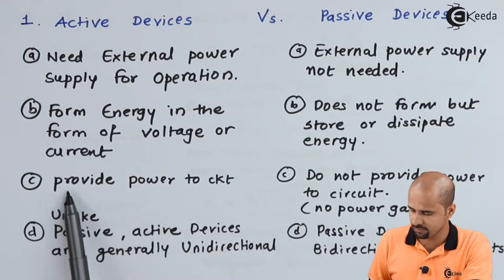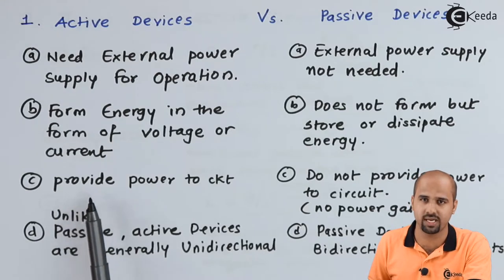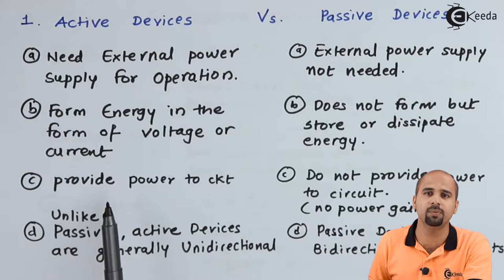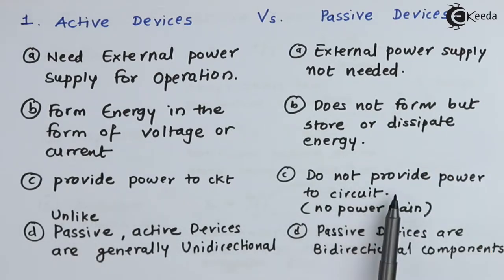The third point is, these active devices provide us power. For example, if you consider an amplifier, the amplification gives you the amount of power at the output, which can drive another circuit as well. But in passive devices, it is not possible to provide power to the circuit. So there is no power gain as such.